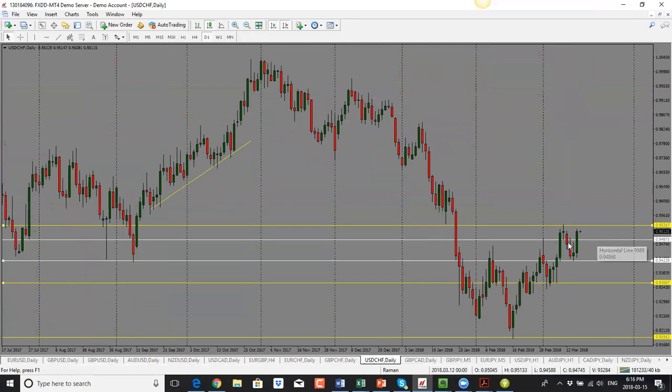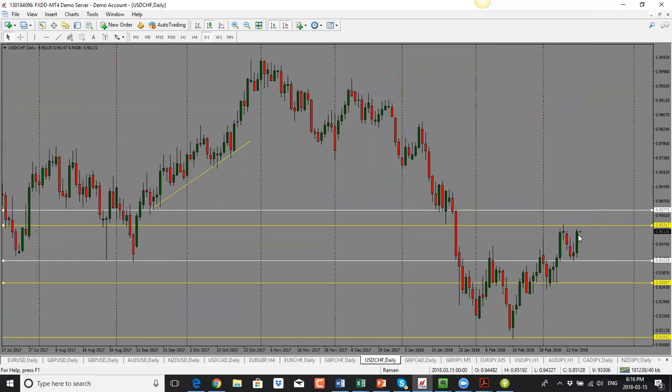Dollar Swiss franc, same thing here. We've seen a bullish candle close. It's a very bullish candle. Now the first target would be 0.9530 level, which is the high here. So we do need to see a candle close on the other side or price to hold on the other side, because otherwise it could just reverse from there.